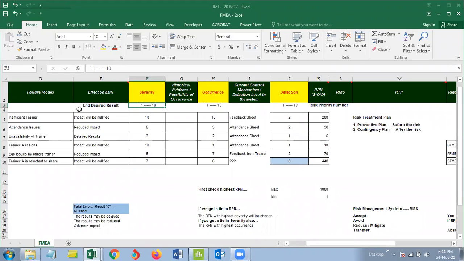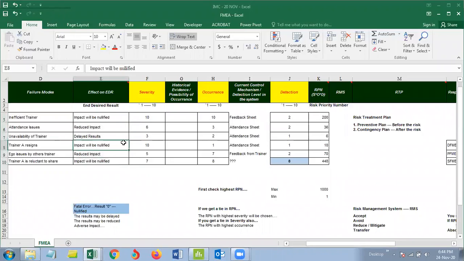So every problem will be assessed for how severe it is. Based on the effect on the end desired result, you will be able to come up with the severity numbers. As a team, we'll sit down and brainstorm. We may have a difference of opinion. Somebody might say 6, somebody might say 7. Ultimately, as a team, we have to discuss, brainstorm, and settle on a number collectively. So again, this will help you identify something which is fatal.